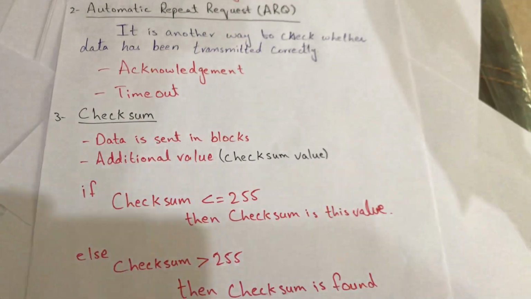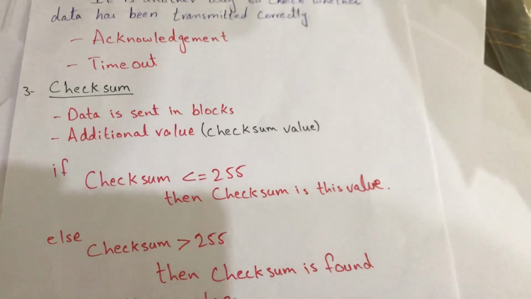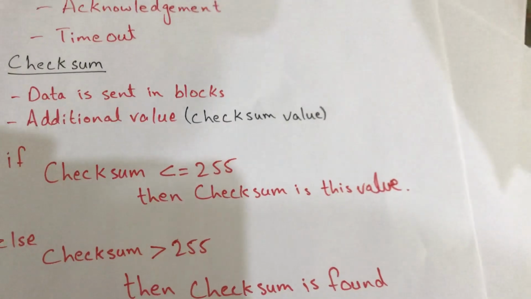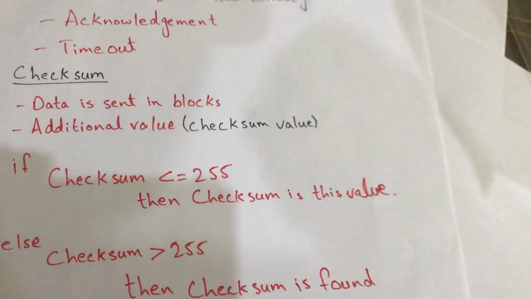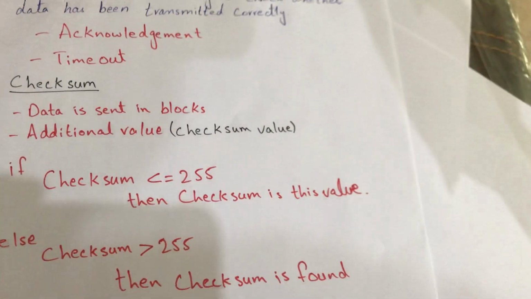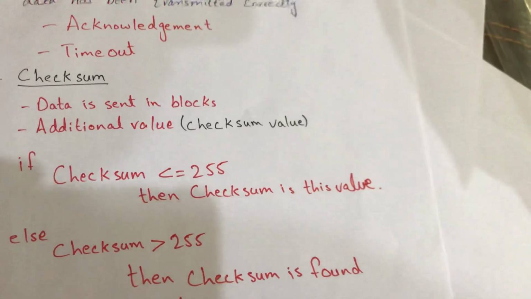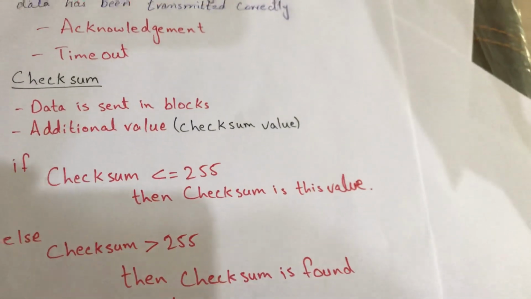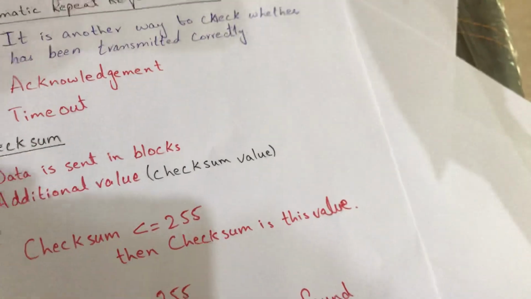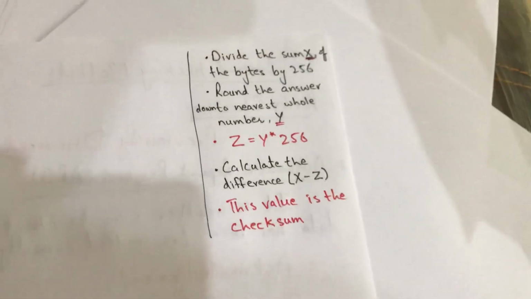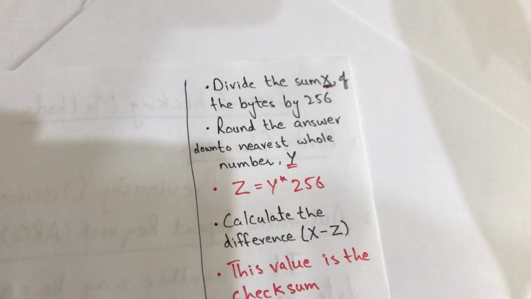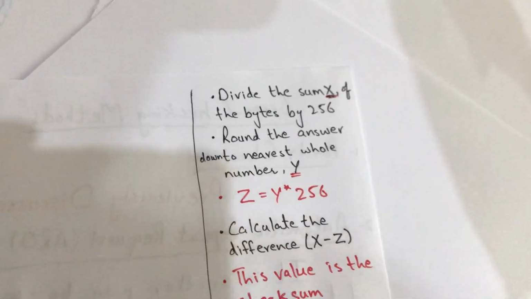If the checksum value is less than or equal to 255, then the checksum is that value that we have sent. If not, then it will be the calculated one, which we will calculate using the steps also provided in your book. Number one is to divide the sum x of the bytes by 256.